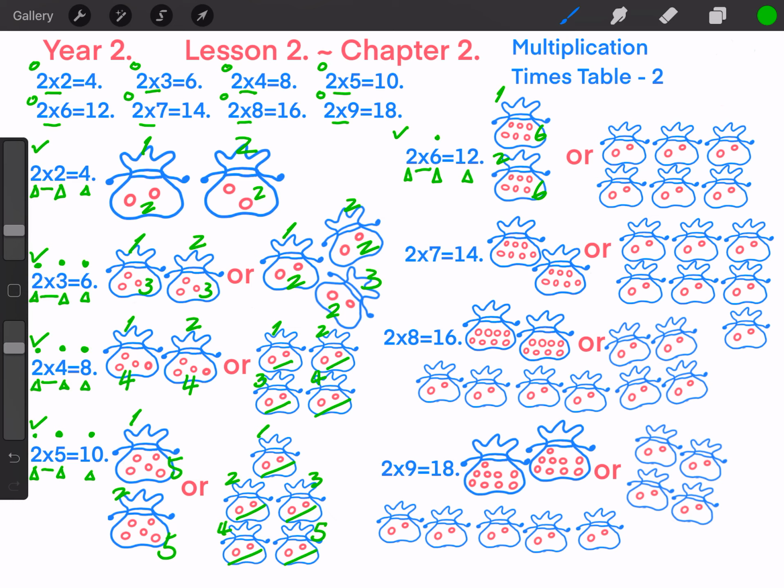Or there are 6 bags. Bag 1, bag 2, bag 3, bag 4, bag 5, bag 6. And in each bag, there are 2 marbles. 2 marbles in bag 1, 2 marbles in bag 2, 2 marbles in bag 3, 2 marbles in bag 4, 2 marbles in bag 5, 2 marbles in bag 6. And in total, we still have 12 marbles. 2 times 6 equals to 12.